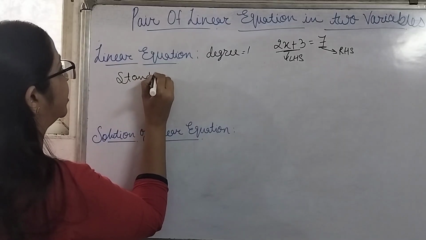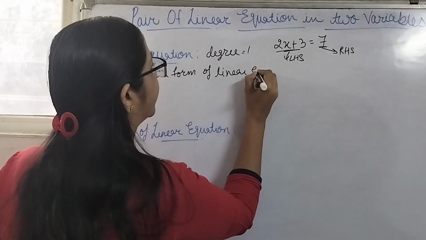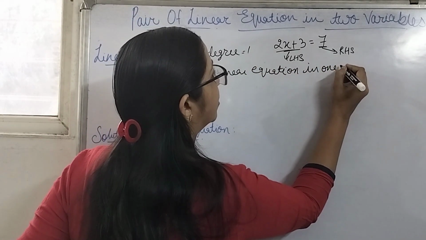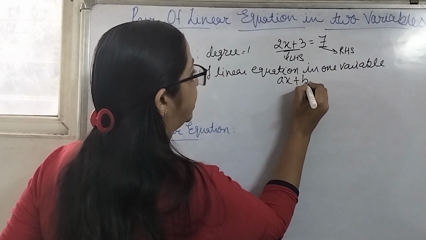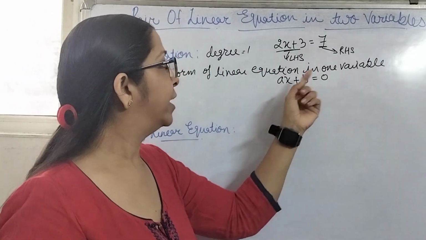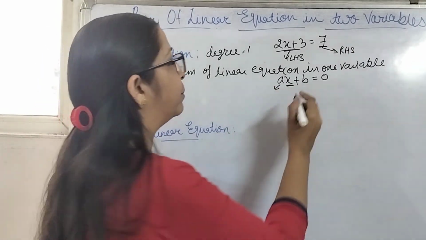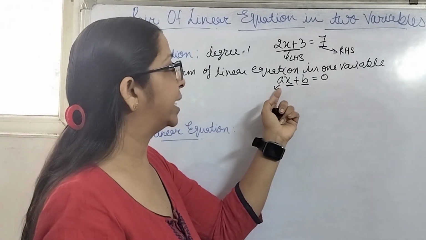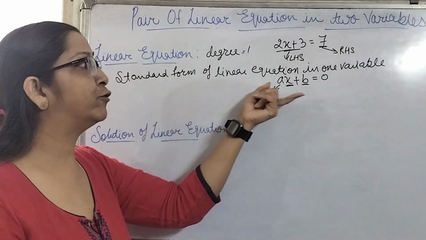Now let's see the standard form of a linear equation in one variable. Its standard form is ax plus b equals 0. Here x is the only variable, a is the coefficient of x and b is the constant term, where a and b are any real numbers and a cannot be 0. When we have this type of equation, we call it the standard form of the linear equation in one variable.